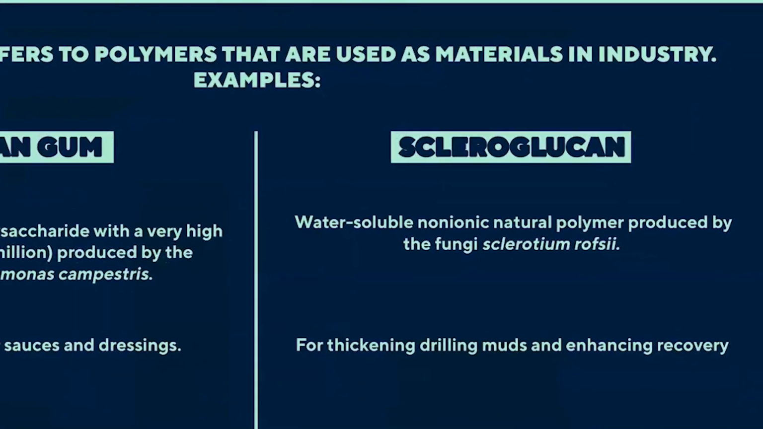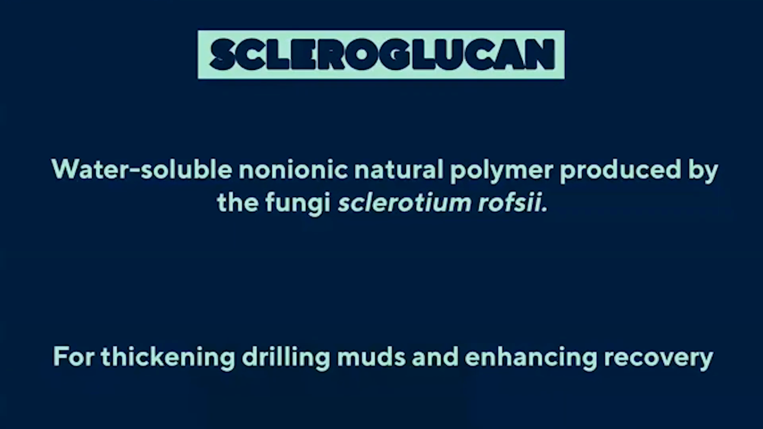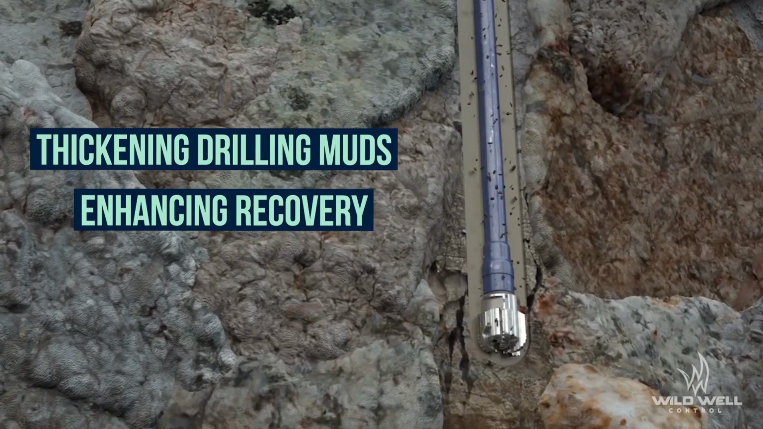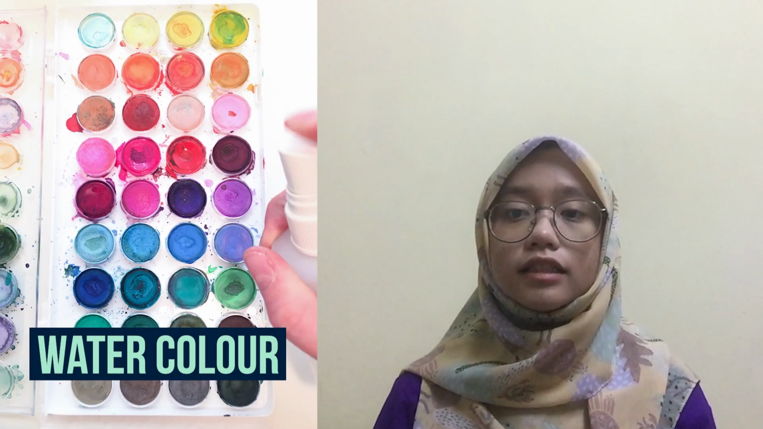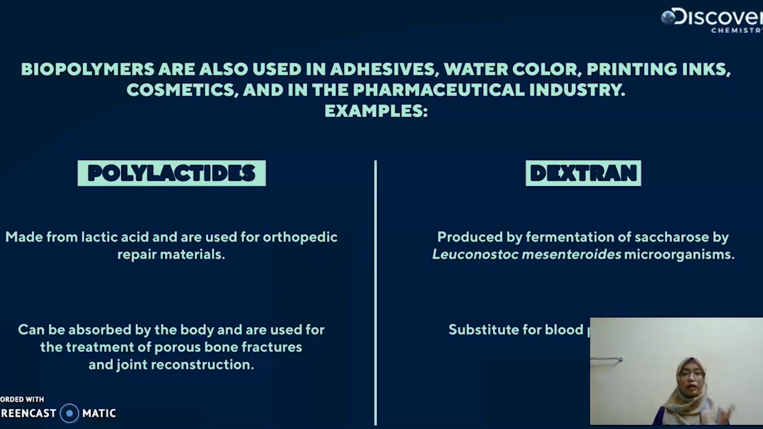The next is scleroglucan. Scleroglucan is a water-soluble non-ionic natural polymer produced by the fungi named Sclerotium rolfsii. The function is for thickening drilling muds and enhancing recovery. Biopolymers are also used in adhesives, watercolors, printing inks, cosmetics, and in the pharmaceutical industry. For example, polylactides and dextran.